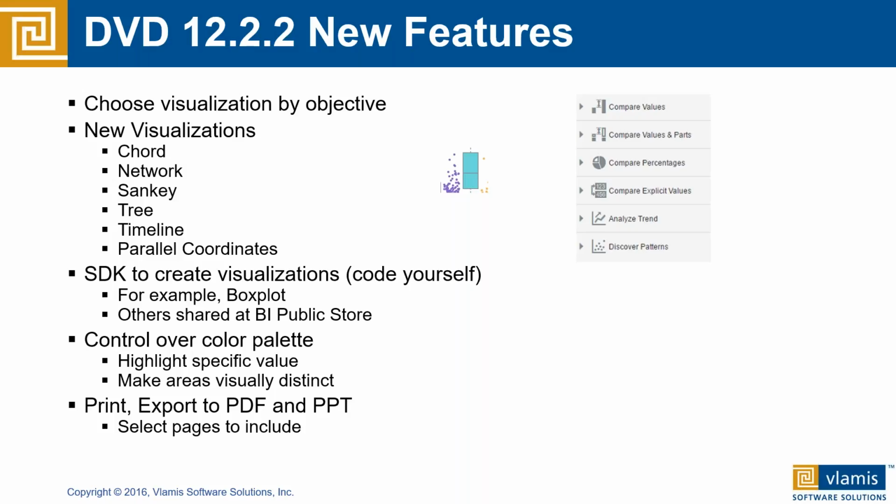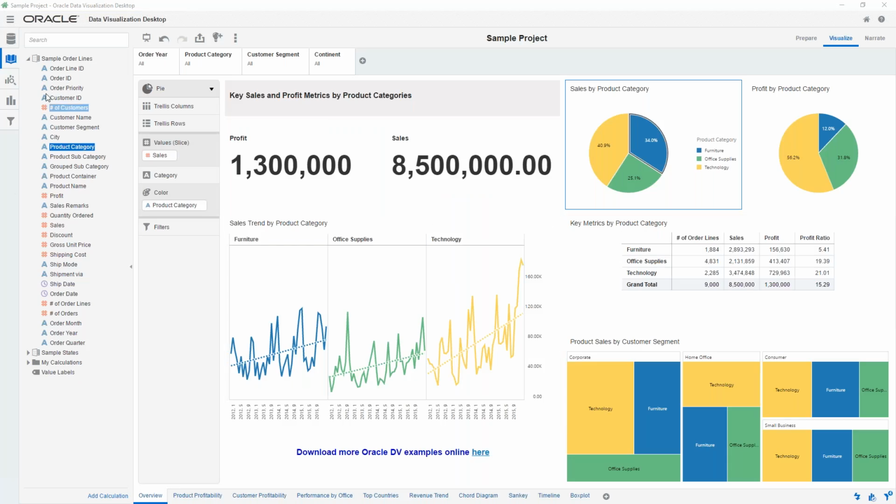And then I'll steal a little bit of Arthur's thunder: the ability to print, export to PDF, and put out to PowerPoint. And you can even select which pages you want to include and have some control over that. So Arthur, why don't you go ahead and, if you don't mind, show through some of these examples.